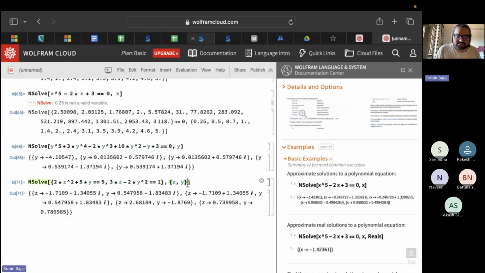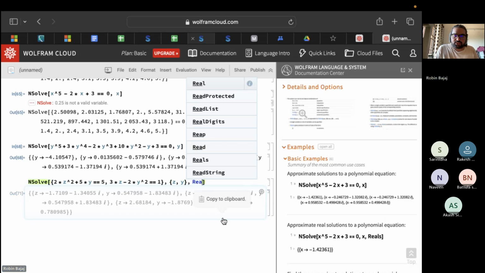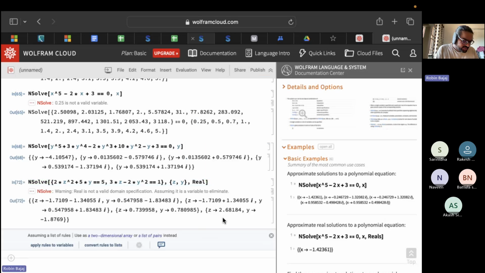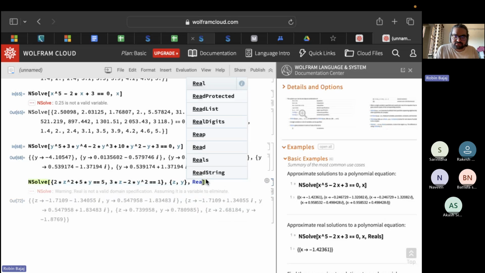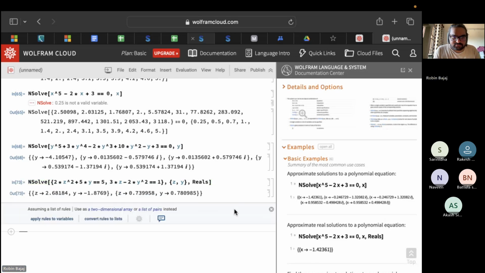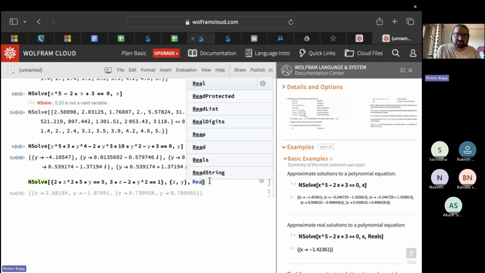Let's say I want just the real solution. I'll put real and it will give me nothing, because real is not a valid option. It is in Python. Reals. This might be the correct thing. Yeah, so this is the real solution. It gave me just the real solutions.